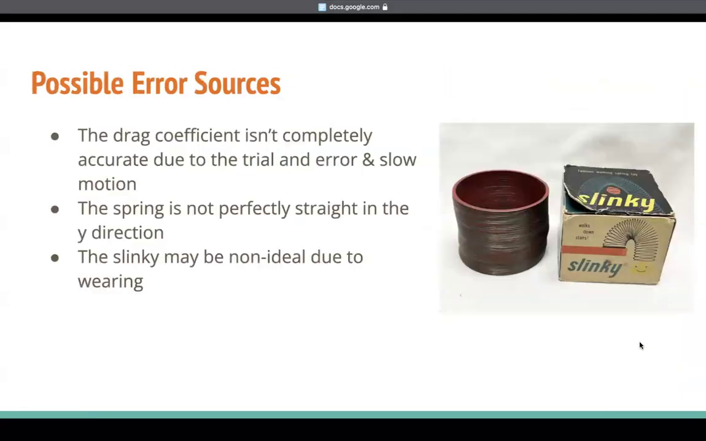So, some potential sources of error. The first one is the drag coefficient isn't completely accurate because of the trial and error aspect of it, and then the slow motion aspect of the video. Also, the spring is not perfectly straight in the Y direction in the video. It's slightly tilted, and the slinky may be non-ideal because it may be worn out. So the spring constant and stuff like that may be slightly different in real life.